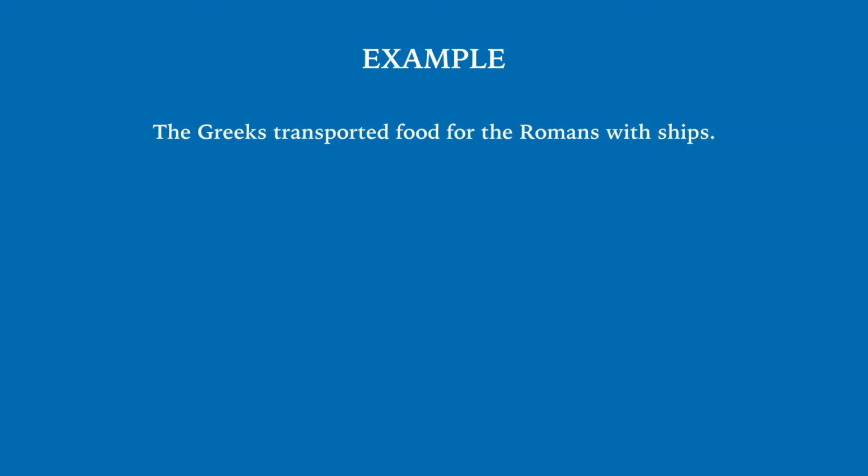I'm going to give an example here using common entrance vocabulary. The Greeks transported food for the Romans with ships. The first noun is placed first to tell us that this is the noun performing the verb. We call it the subject. The second noun is placed after the verb to tell us that this is what is being affected by the verb. We call this the direct object.